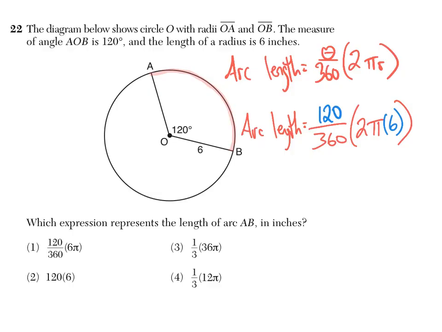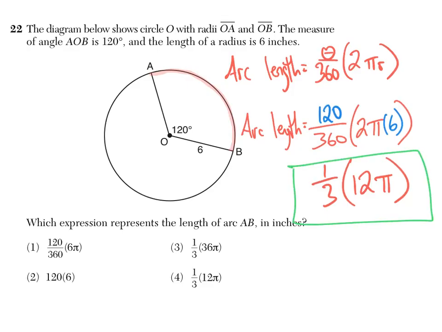And so can we simplify? We sure can. 120 divided by 360 is going to give us 1/3, and 2 pi times 6 is going to give us simply 12 pi. Great. So the arc length is 1/3 of 12 pi. Is that an option? Let's see. It is. It's option number 4.